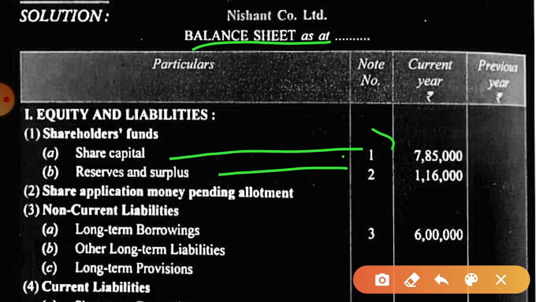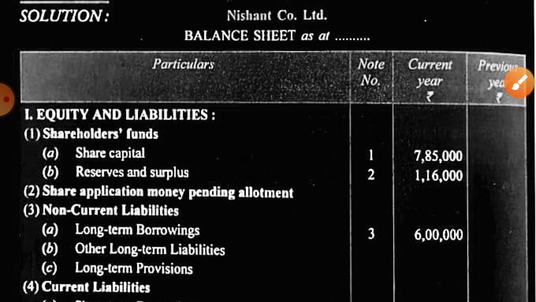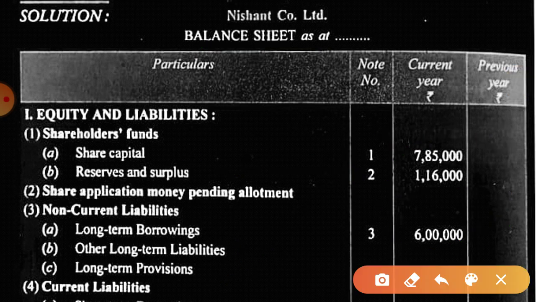Share capital, reserve and surplus, nothing is mentioned about this. As I told you, it's not important. This head is also not mentioned. How this amount came will be shown. No amount will be shown for the previous year because only one year's balances are given. So how is this to be shown?